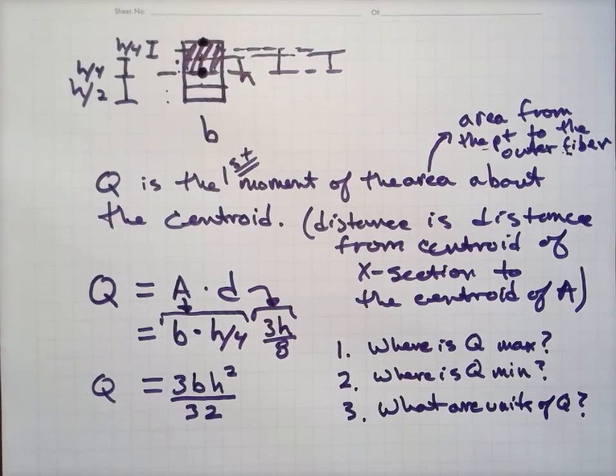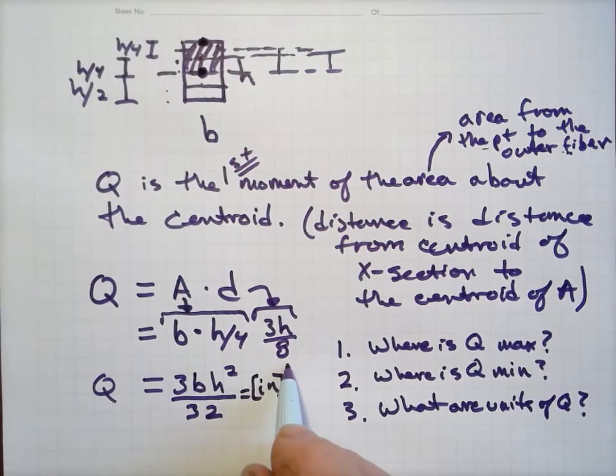All right, last question. What are the units of Q? Well, 3 doesn't have any units. B is inches. H squared is inches squared. 32 doesn't have any units. Units are inches cubed, or meters cubed, or feet cubed, or whatever.